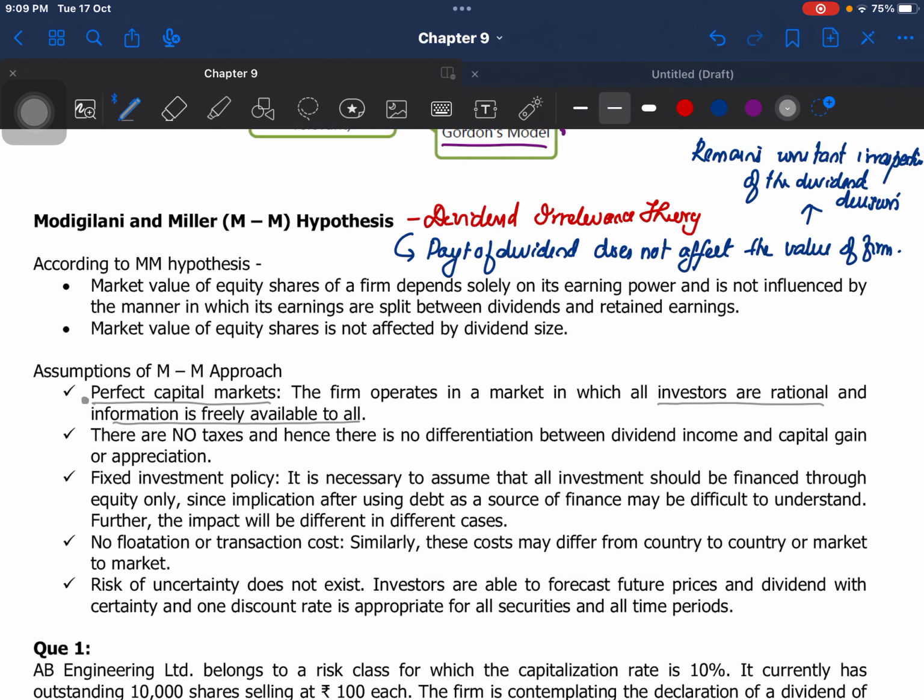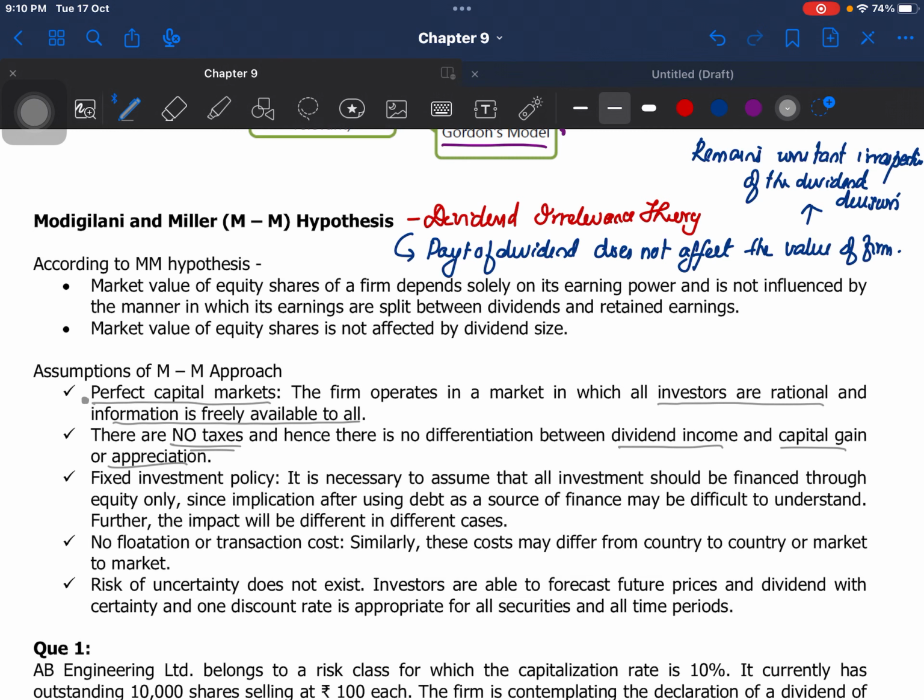Now the second assumption: there are no taxes. What is the implication? Since there are no taxes, an investor is not concerned about dividend income or capital gain appreciation. If there is a dividend, there is no tax. If there is capital gain or capital appreciation in the stock, there is also no tax. So the investor is indifferent between dividend income and capital appreciation. That is the second assumption.